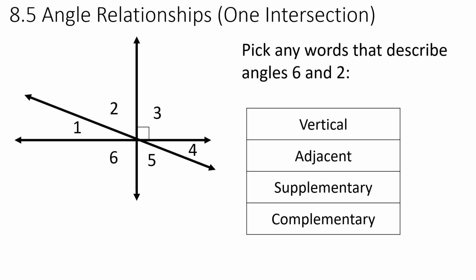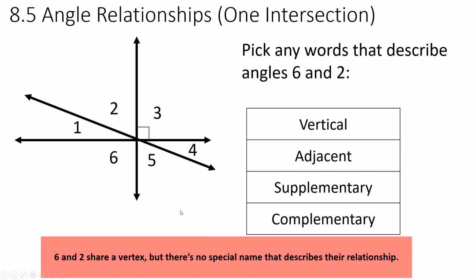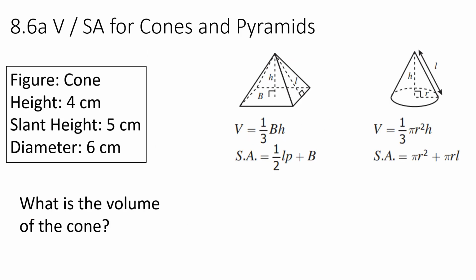Okay, angles 6 and 2. Angles 6 and 2, well, they share a vertex, but they're not across from each other. They're not vertical. They're not next to each other. They don't share a ray. They don't add up to 180. They don't add up to 190. There's nothing. There's no special relationship. Nothing that you care about. Down the road, we'll talk about how all these cool relationships or cool things happen, but this didn't have much happening. All right, surface area and volume.